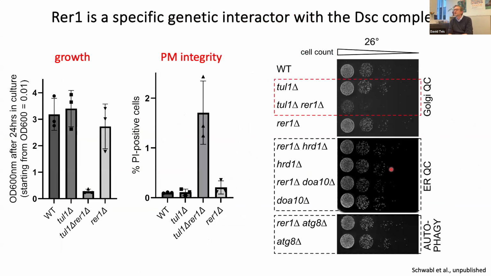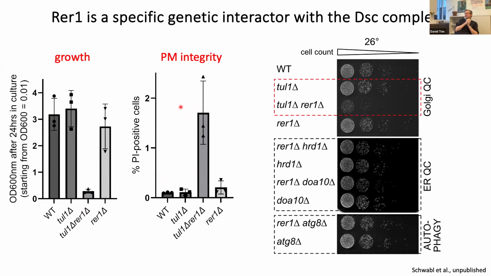Then we confirmed this interaction between the DSC complex and RER1 by simple liquid growth assays, and you can see that wild-type cells or DSC mutants grow well, but if you knock out RER1 in addition, they grow very, very poorly. And at the same time, they lose the integrity of their plasma membrane because now propidium iodide enters these cells. So the genetic interaction between RER1 and the DSC complex is essential for cell growth, and it maintains plasma membrane integrity.